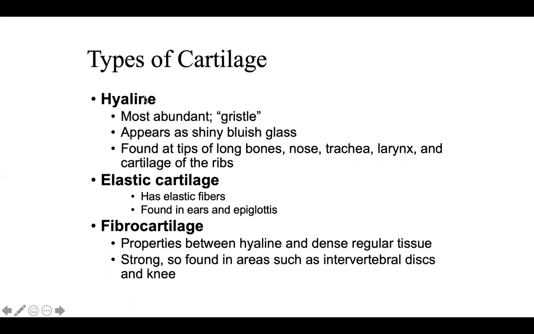Okay, we have hyaline, elastic, and fibro. Hyaline is the most abundant, shiny bluish glass, found in the tips of long bones, nose, trachea, larynx, and cartilage of the ribs. The elastic cartilage has the same concept, that there's more wiggle, more stretch, more ability to bend and return to its original shape. Fibro is a bit denser, a bit firmer, providing some cushion and shock absorption. So that would be in the intervertebral discs and the knee.